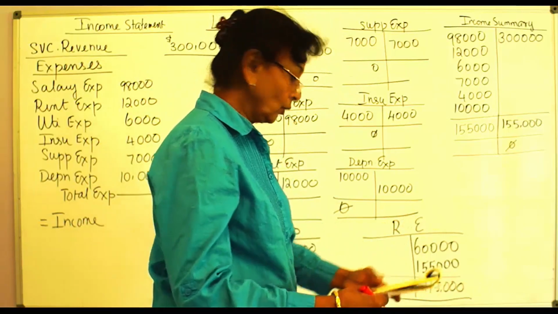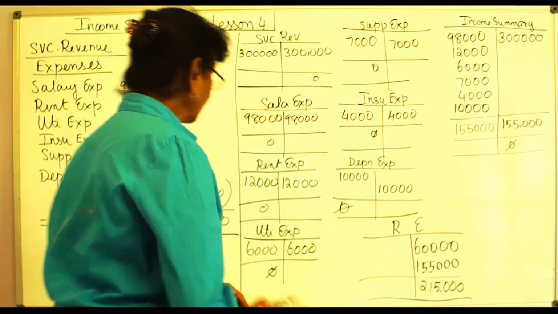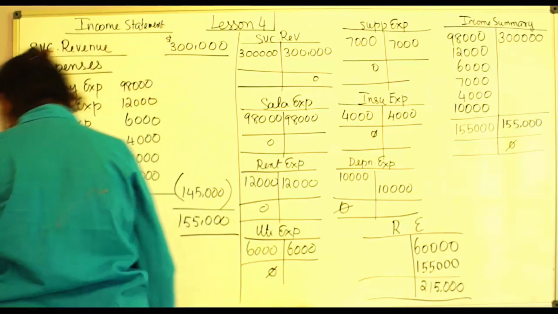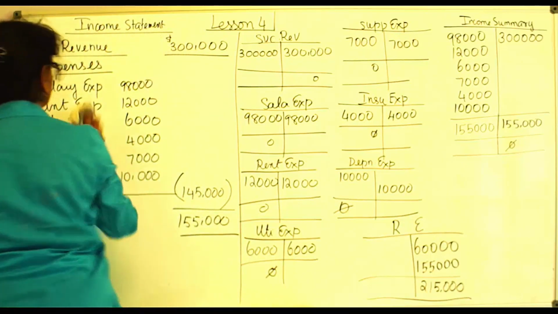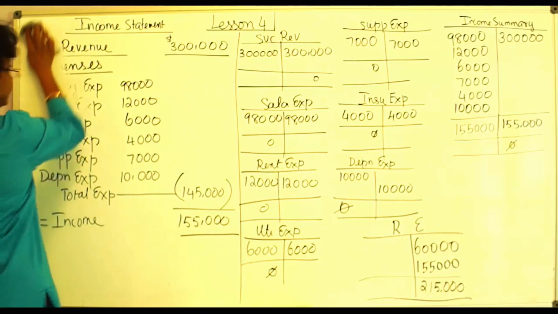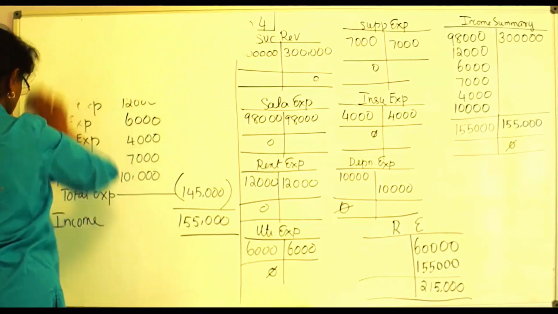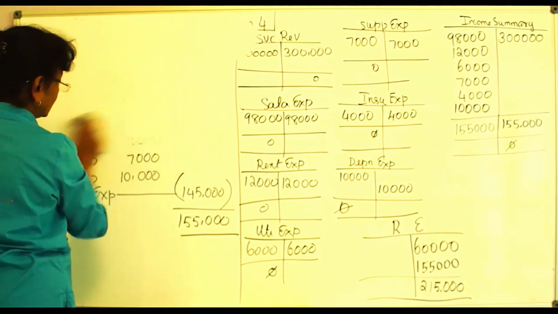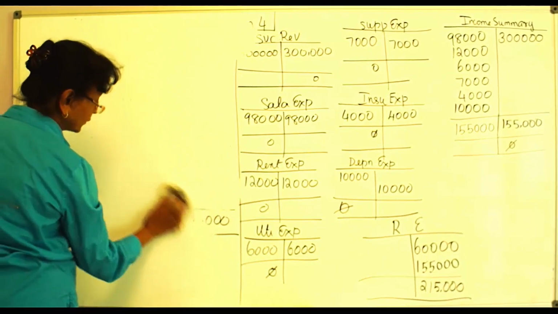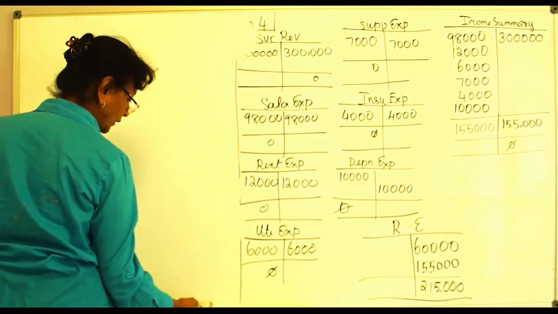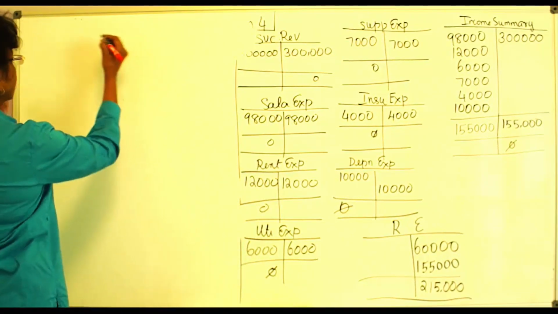Okay, folks? Next one, we are going to prepare the statement of retained earnings. So I'm going to erase this part of the board. The statement of retained earnings tells you the changes happening to the retained earnings account.